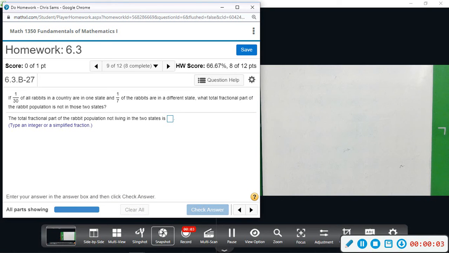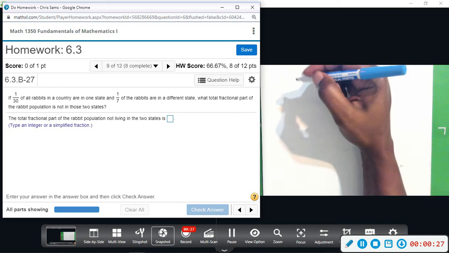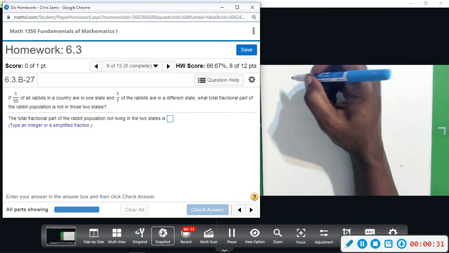Alright, number 9 says if 1/30 of all rabbits in a country are in one state and 1/7 of the rabbits are in a different state, what total fractional part of the rabbit population is not in these two states? So we want to take the whole fraction and subtract the total of these two.